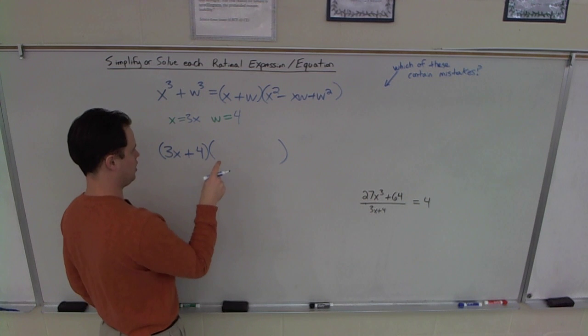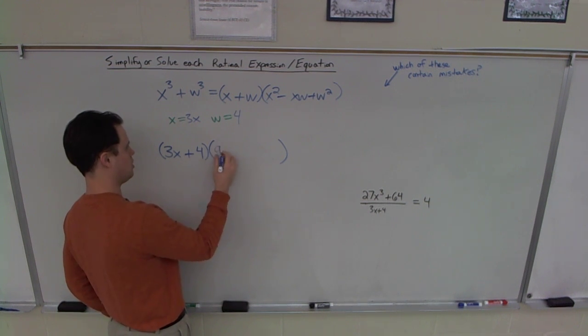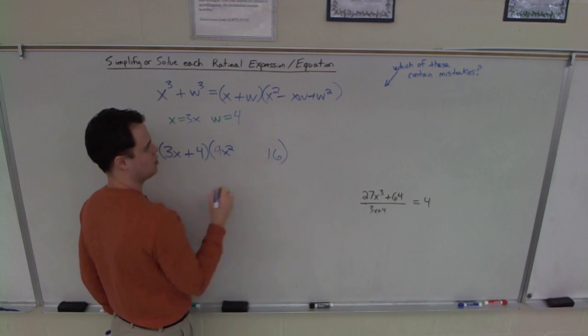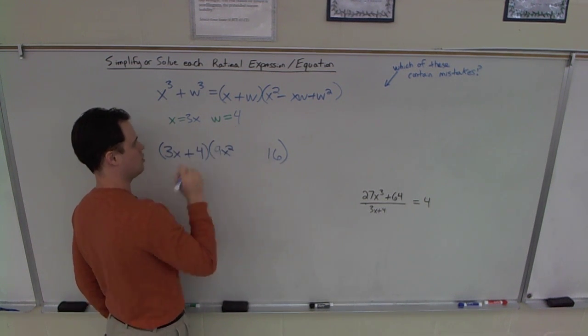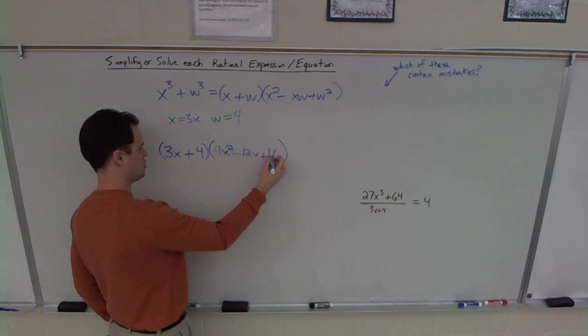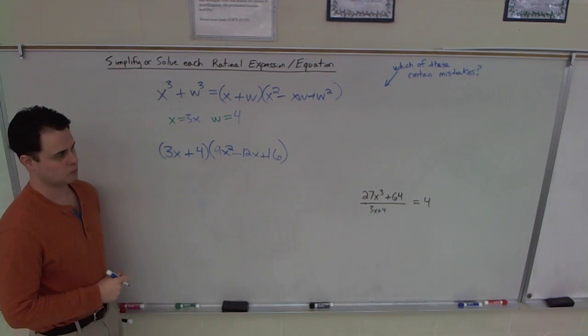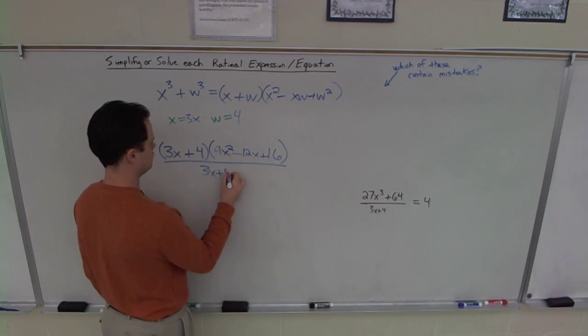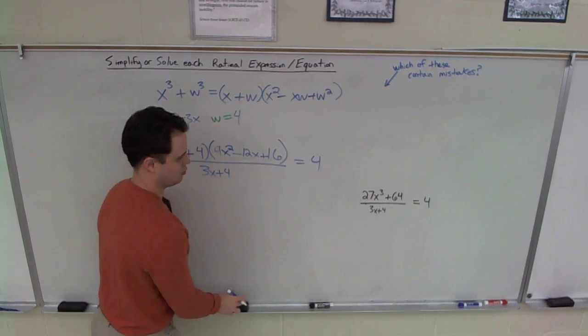So then I do x squared, which is going to be 9x squared. I do w squared, which is going to be 16. And I do xw, which is 12x, with signs plus, minus, plus. That's factored. There's the rest of it.